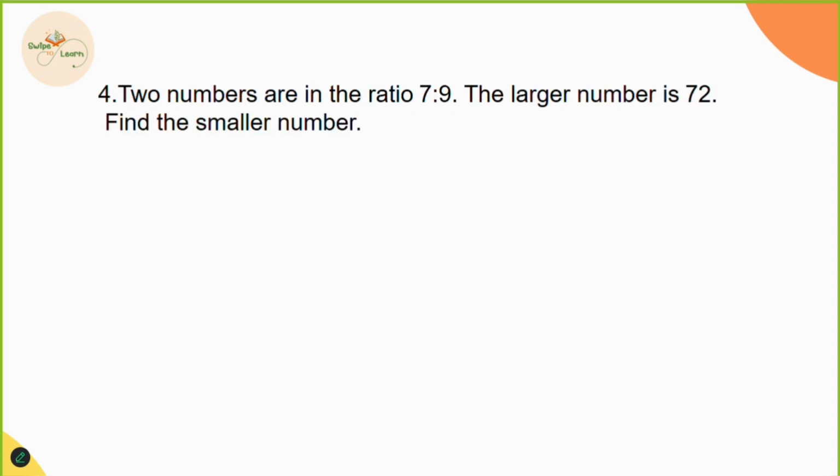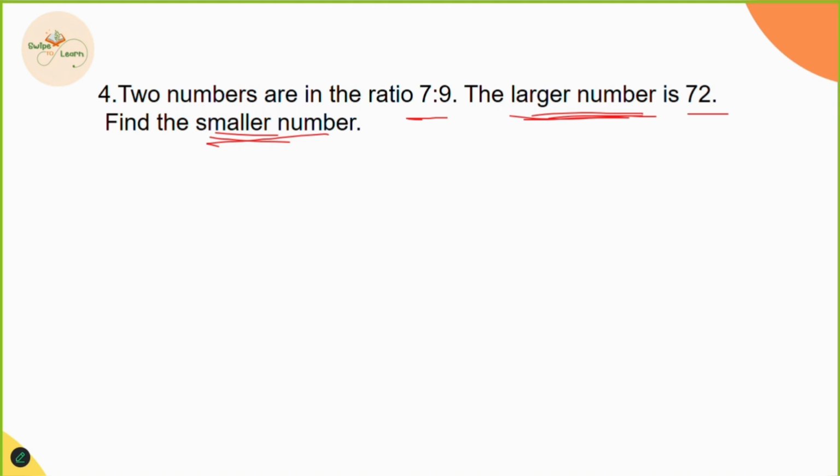Two numbers are in the ratio 7 is to 9. The larger number is 72 and find the smaller number. So here they gave two numbers but not numbers directly. So they gave that the numbers are in the ratio of 7 is to 9. And they gave a hint that the larger number is 72. And they're asking us to find the smaller number.